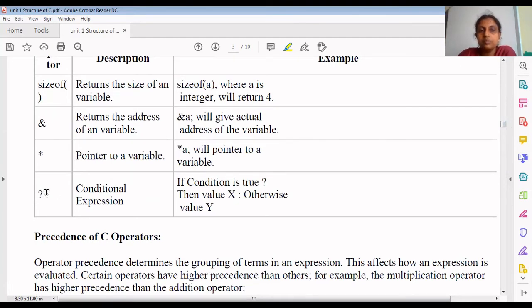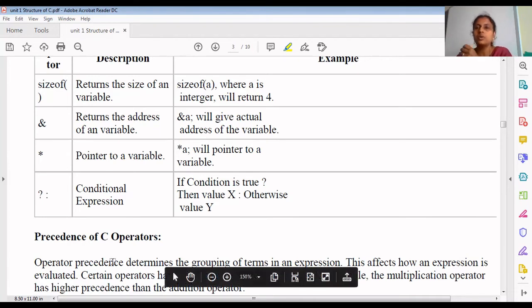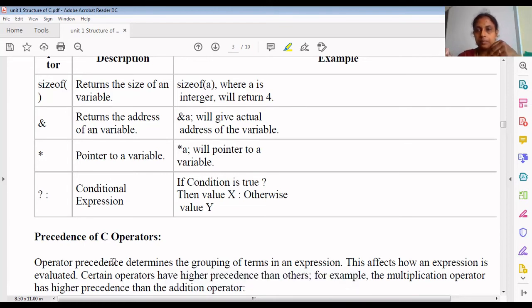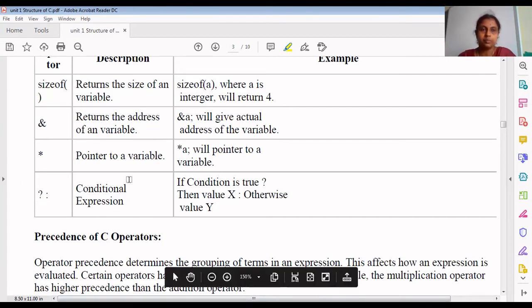And we have one more operator, the question mark and colon. This is called the conditional operator. The concept of question mark and colon is used when I want to check a simple condition, like A is greater than B. If A is greater than B, you have to print A is greater. Or if A is not greater than B, you should print B is greater. If you want to give one simple condition like this, you can use this operator.